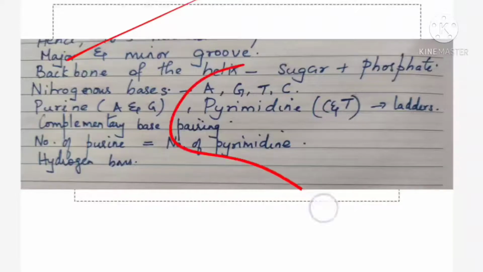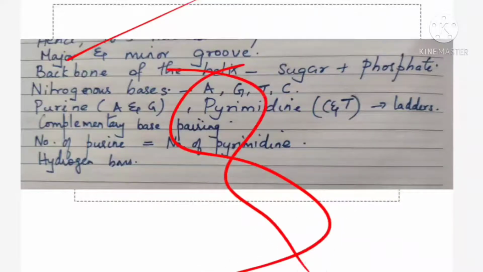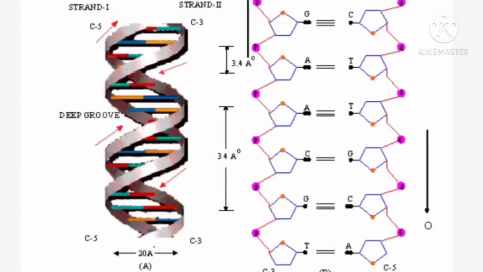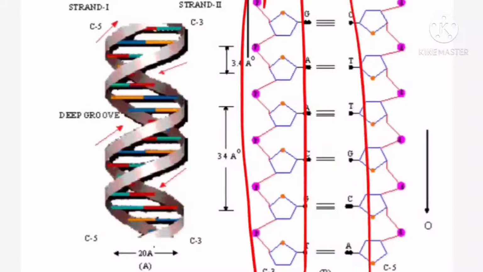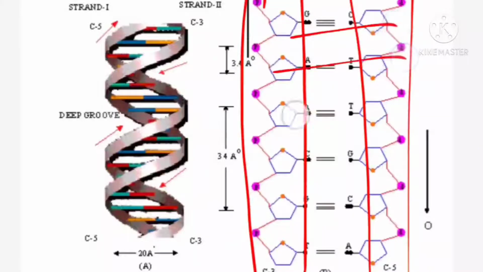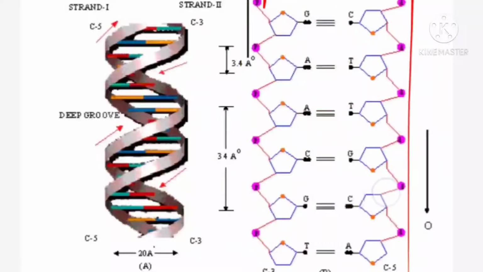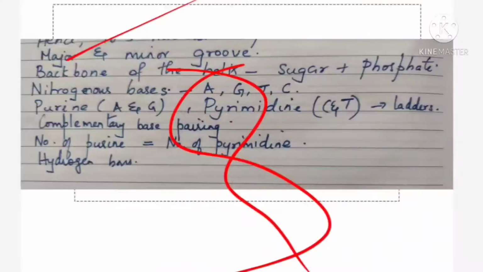So what is the backbone of the helix made up of? I told you already, the sugar and the phosphate. So this is sugar and this one is phosphate. So this is the backbone. Okay, and what are the ladders made up of? The ladders are made up of nitrogenous bases: thymine, adenine, guanine, cytosine, thymine, adenine, thymine, isn't it?